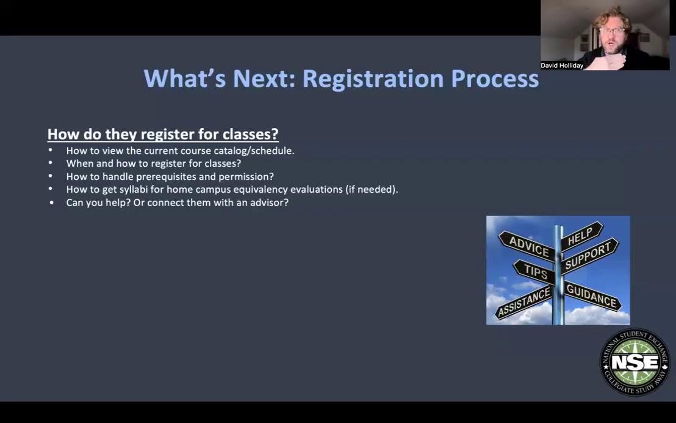Another part of the process at this point is how to get syllabi for home campus equivalency evaluation. So while the students are looking to register at the host campus, they should be working with their home campus NSE coordinator and probably their academic advisor to make sure those courses are going to transfer back to the home institution. More and more campuses are requiring syllabi to complete that course equivalency. And so that's an important process to explain as well.